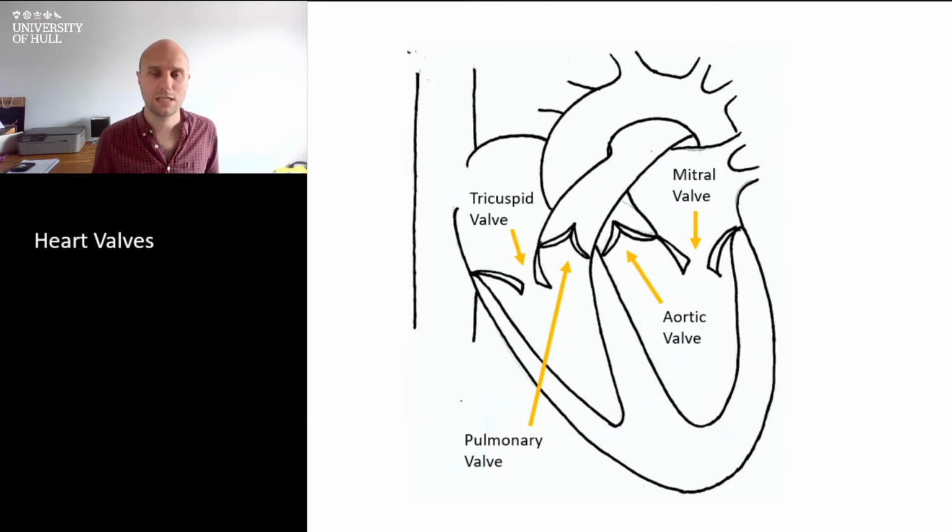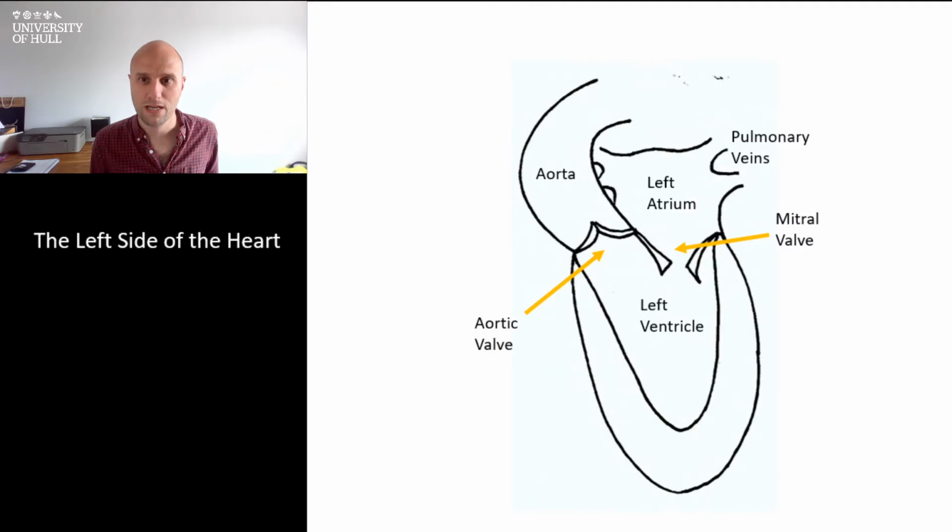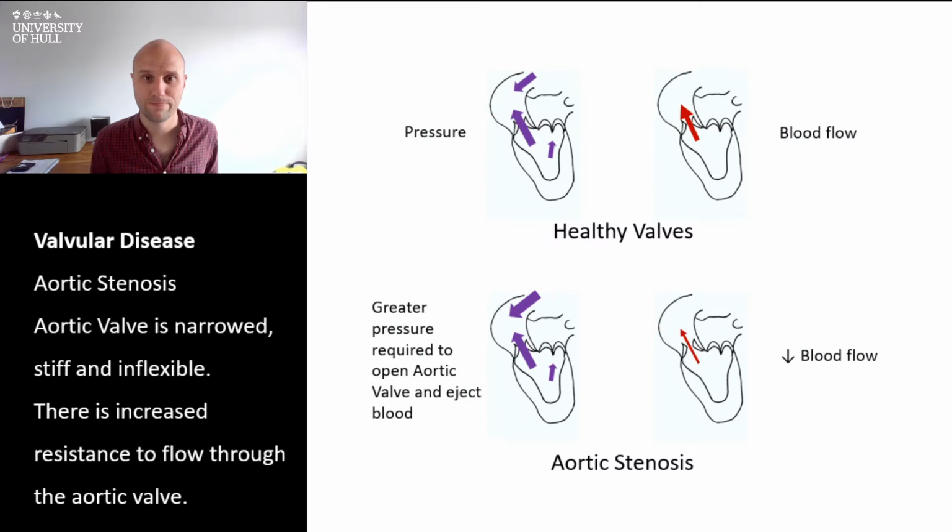Now, we're going to change a little bit and we're going to start to think about the heart valves. And I'm going to think mainly about the heart valves on the left-hand side of the heart. So I'm going to chop our diagram in half again. So we've just got the left side of the heart. We've got blood flowing back in through the pulmonary veins, into the left atrium, into the left ventricle, through the mitral valve. And during contraction, it's going to squeeze the blood through the aortic valve and into the aorta.